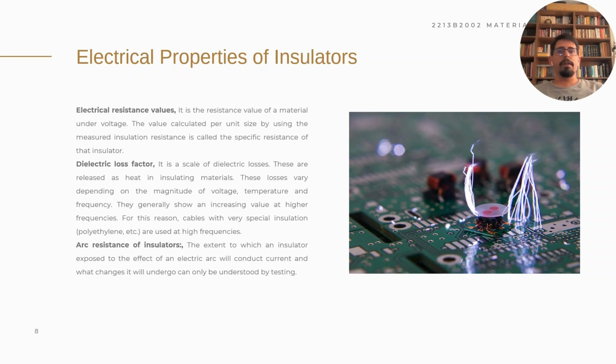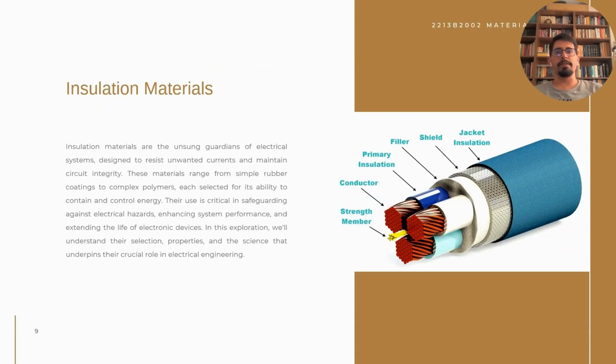Lastly, there is something called arc resistance. When an insulator is hit by an electric arc, a sudden burst of current, it might allow some current to pass through. The only way to know how much it can handle and how it might change after the arc is through testing. These factors help engineers choose the right insulating material for safe and efficient performance in electrical systems.